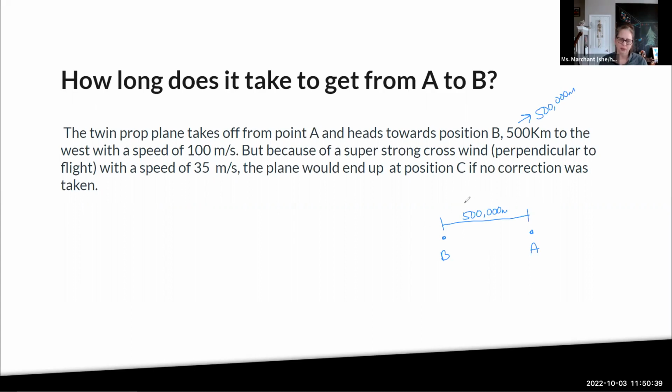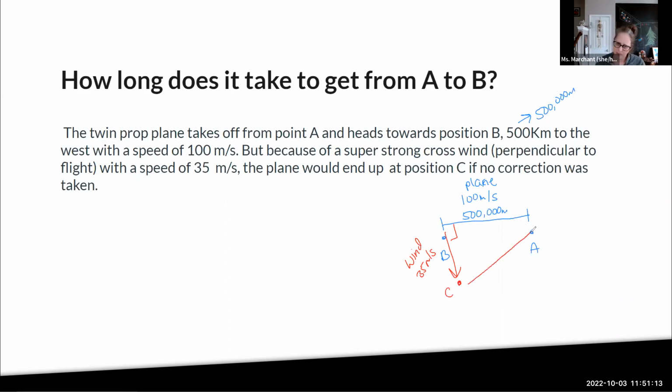It's going that way at 100 meters per second. This is the plane. But because of a super strong crosswind perpendicular to the flight, that could be going up or that could be going down, whichever way you wanted to draw it. It does not specify as long as it's perpendicular to the flight. And that wind is 35 meters per second. The plane would end up at position C if no correction was taken. So this is position C down here.